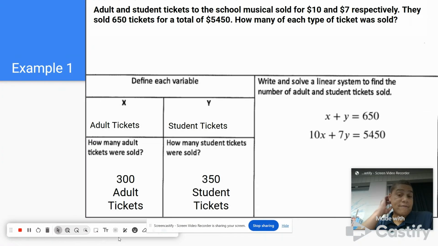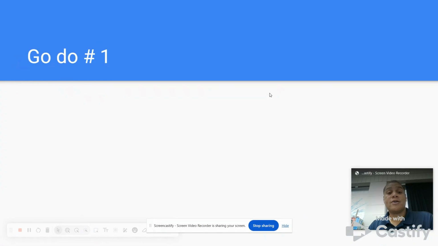Now, because I love you, my notes align very closely with the homework and even closer with the quiz. So what we're going to do, it's a little different in this video, is I want you to pause the video and go do number 1. It's very similar. I think you'll see that. So in the packet, go to number 1, do it. I'm going to wait for you to come back.